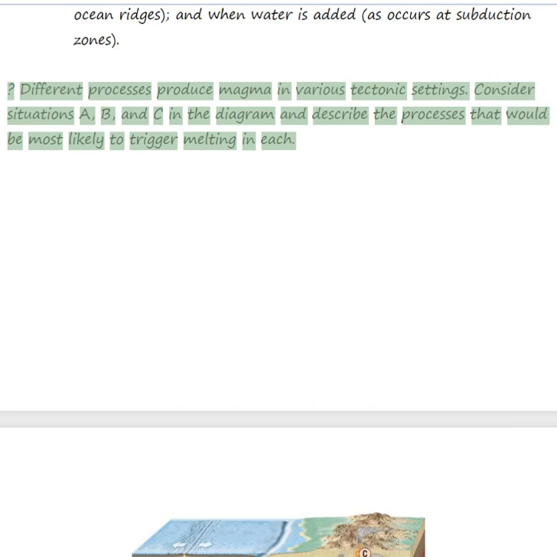Different processes produce magma in various tectonic settings. Consider situations A, B, and C in the diagram and describe the processes that would be most likely to trigger melting in each.